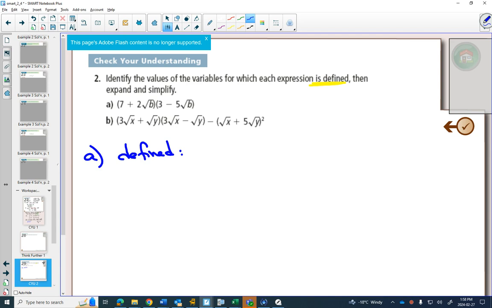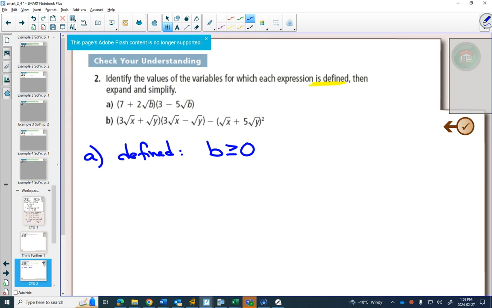Do we have variables? Yes, we have the variable b. Is it in a square root? Yes. Can't square root negative numbers, so our b's have to be bigger than or equal to 0. If our values of b are positive numbers or 0, then we have no problems. But if our b value was negative, then we'd have a square root of a negative, and that can't happen. So it's only defined when b is bigger than or equal to 0.